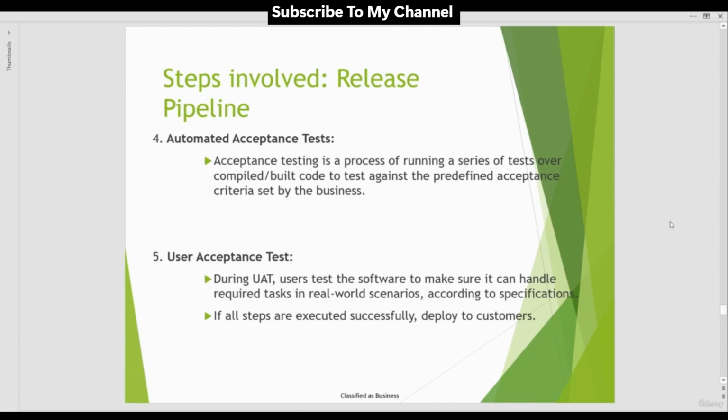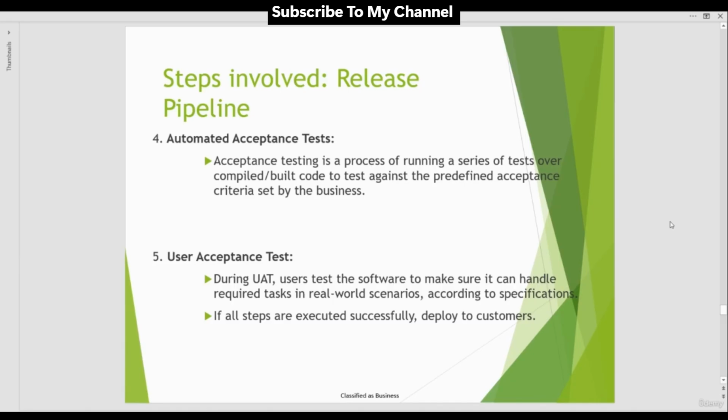So this can vary depending on your type of application, if it is web based, desktop based, or firmware based, etc. So the first stage can be automated acceptance test. Acceptance testing is a process of running a series of tests over your compiled or built code to test against the predefined acceptance criteria set by the business.